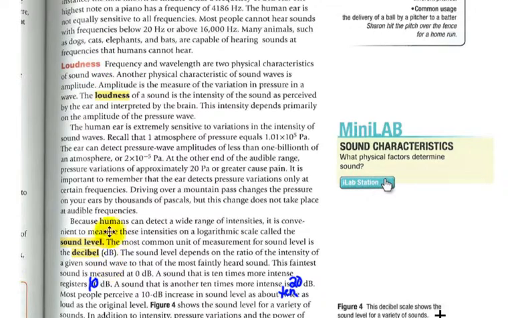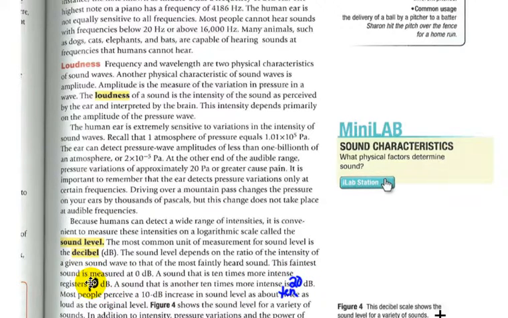So loudness, we measure it in terms of decibels, and you've likely heard of that before. The most common unit is decibel. The sound level depends on the ratio of the intensity of a given sound wave to that of the most faintly heard sound. The faintest sound is measured as 0 decibels. A sound that is 10 times more intense is registered as 10 decibels.